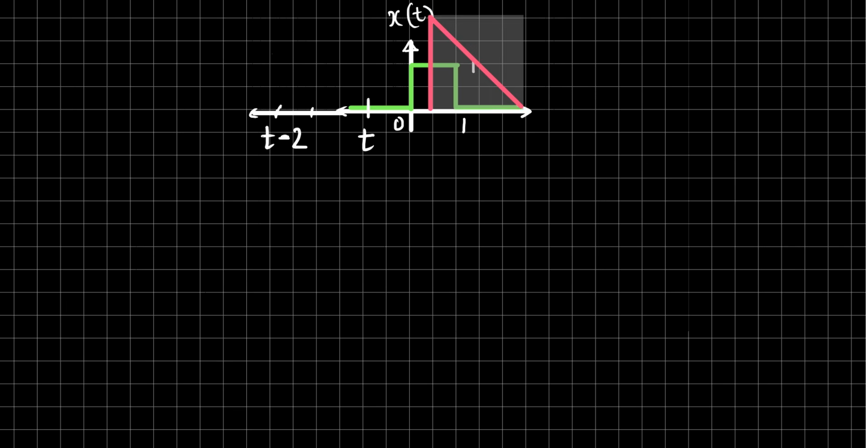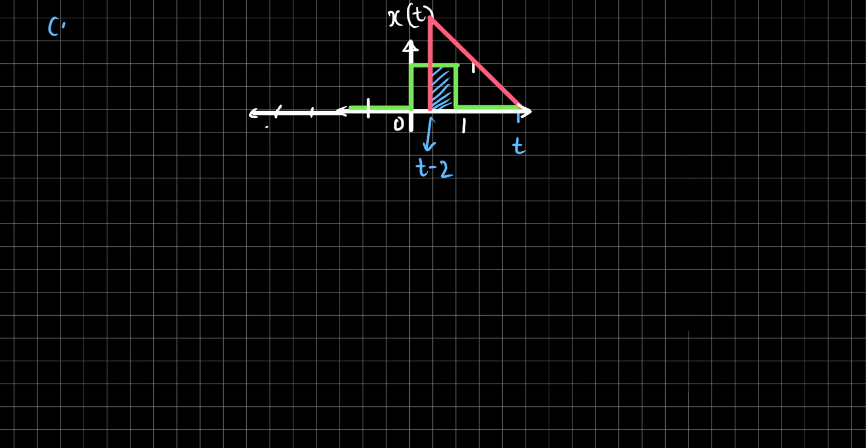So I'll place it somewhere here. You can see that the overlap here is this much. Now what is this point? Let that be t. If that is t, this is going to be t minus 2. So now we are considering the case, let it be case 4, where t is lying from 2 to 3.